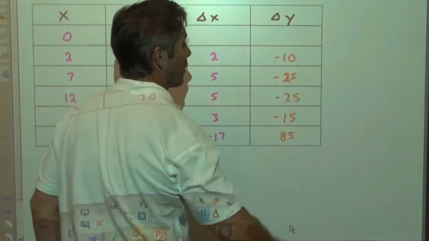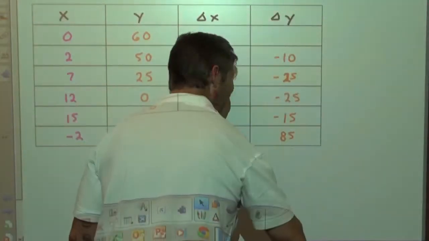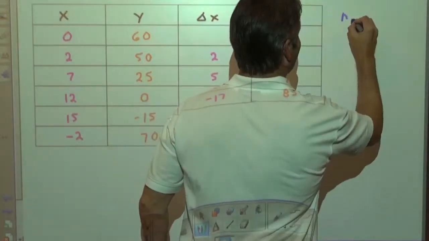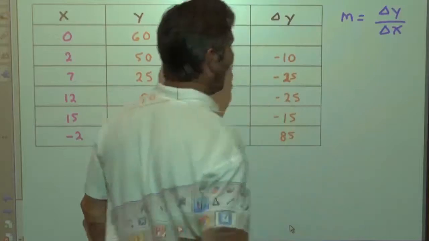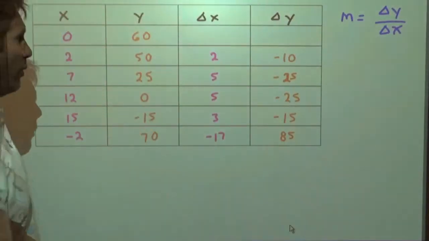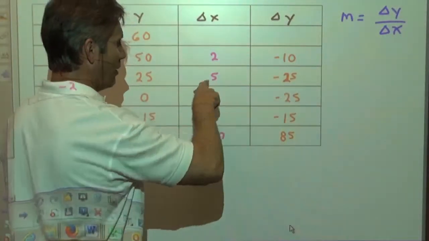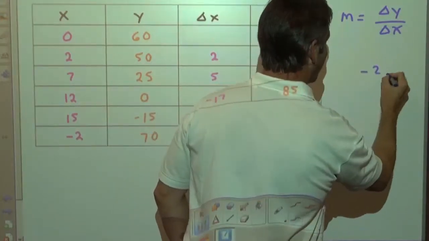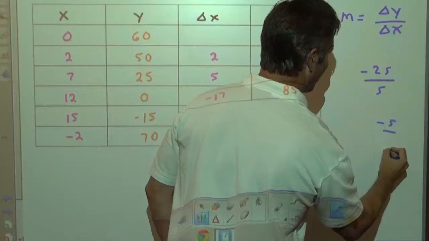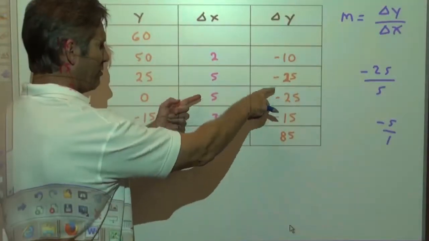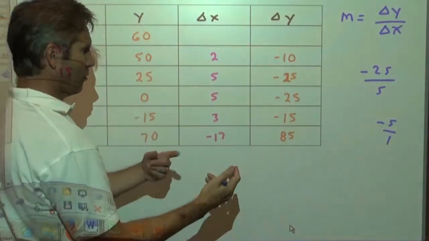So if we go over to this column over here, let's go blue, and we say, okay, the slope is the change in y over the change in x. Then we take any of these points, like right here, our change in y over our change in x was negative 25 over 5. That simplifies to negative 5 over 1.